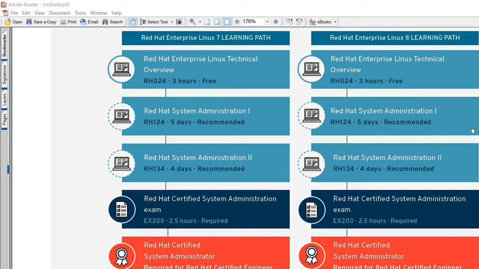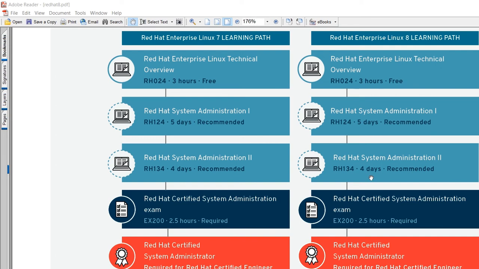Today we'll talk about RHEL 7 and RHEL 8, meaning we'll discuss the certification part. Suppose we are planning to take the RHEL exam for RHEL 8.0 Enterprise Linux, how can we take the exam?